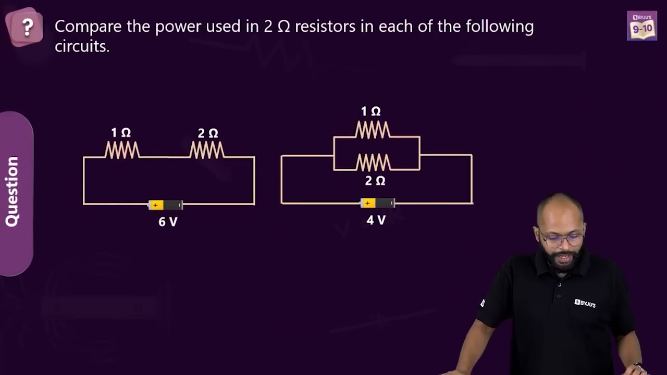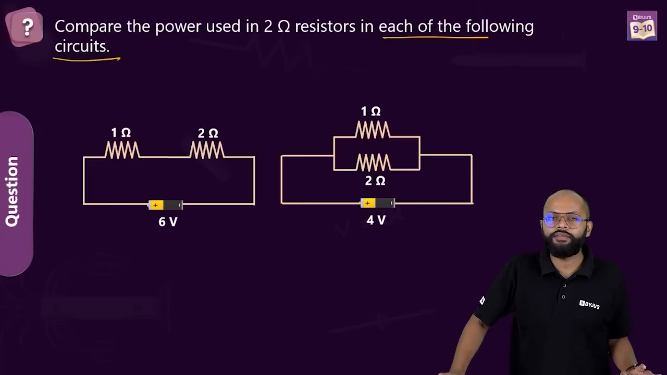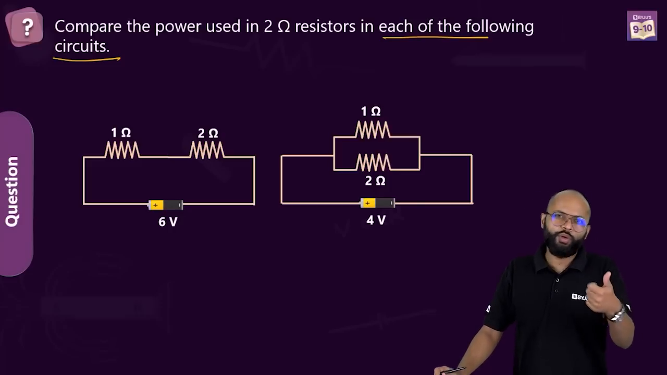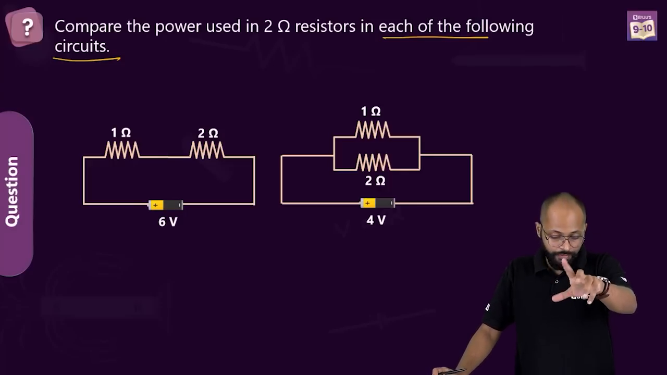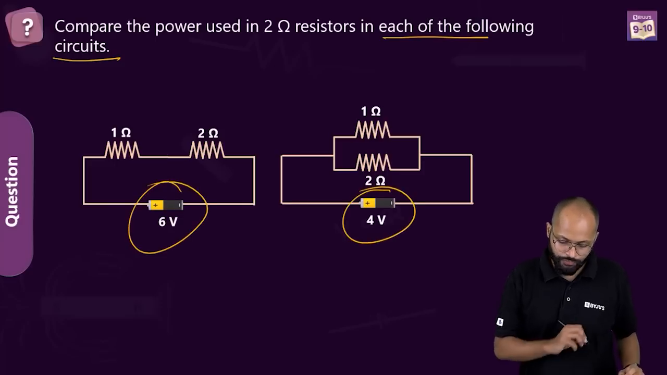Okay. Compare the power used in the 2 ohm resistors in each of the following circuits. You have been given 2 circuits. What do you observe in this? There are 2 resistances, 1 ohm and 2 ohm. And in the second one, 1 ohm and 2 ohm are in parallel, right? Both have voltage. No, it's different, right? First one has 6 volts. This one has 4 volts.